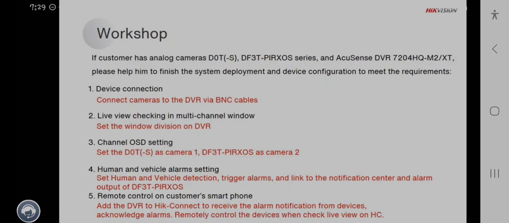Okay, now if a customer has analog cameras of the DOT, S, DF3 TPIR XOS series, and one AccuSense DVR, please try to connect all the devices together via BNC cables, then check the live view on a monitor and set the camera OSD information. Then try to set the human or vehicle target detection and event. At last, use the mobile phone to acknowledge alarms and remotely manage the devices.